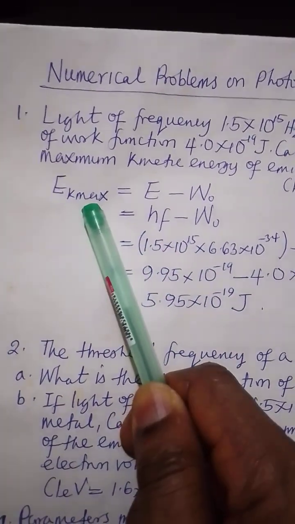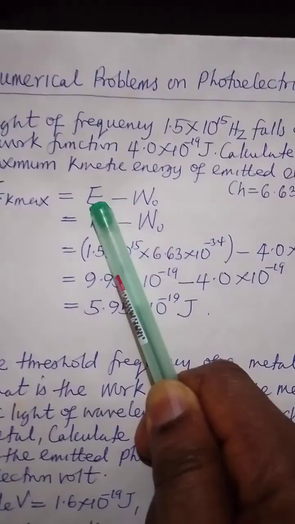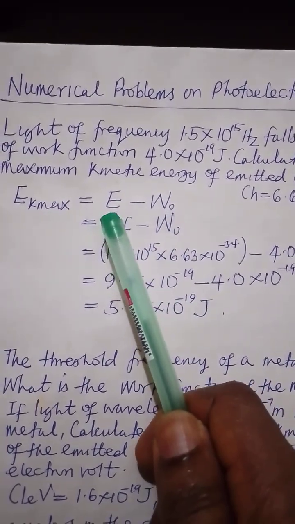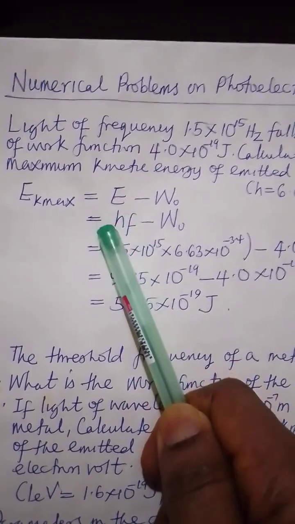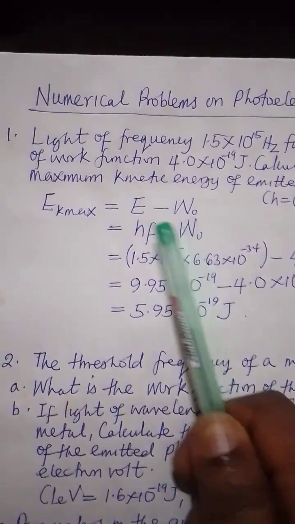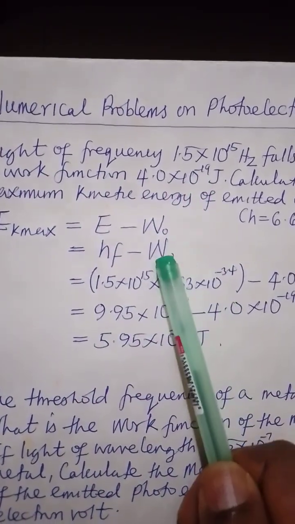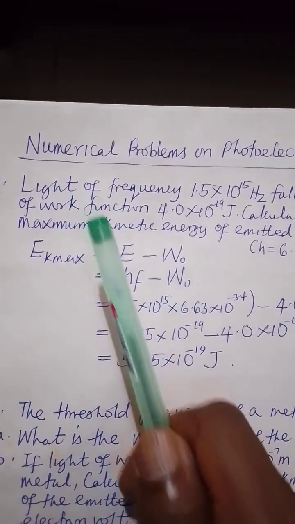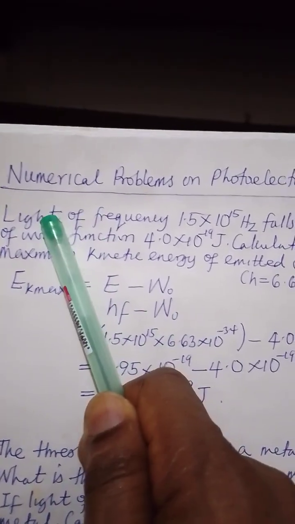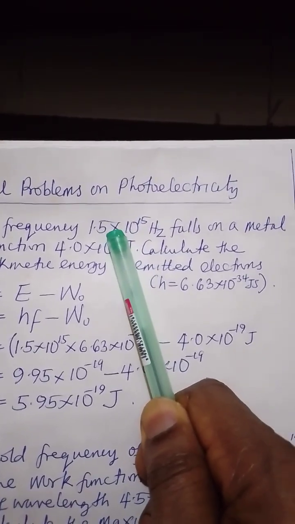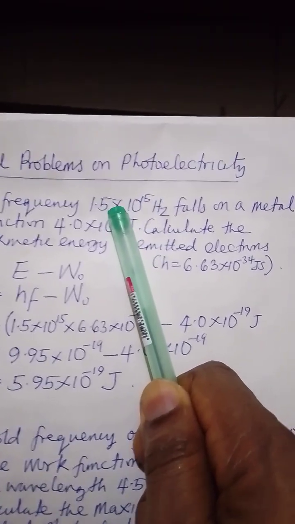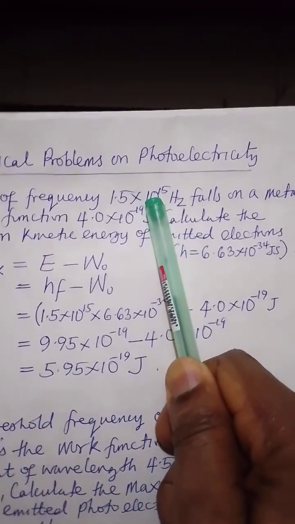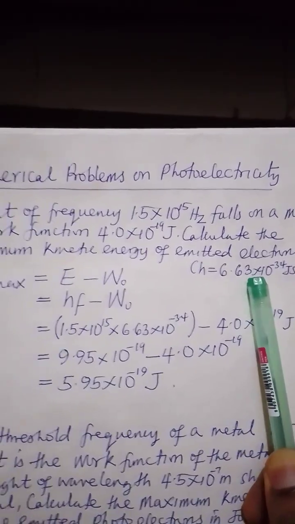Don't forget, EK max, the maximum kinetic energy, is the photon energy minus the work function W naught. E, which is the photon energy, is HF minus W naught. We're given the work function directly, so we don't need to convert W naught to HF naught. But we're not given the photon energy directly. We're given the frequency of the incident light on the metal. So if we multiply the frequency of the incident light by Planck's constant, that will give us the photon energy.